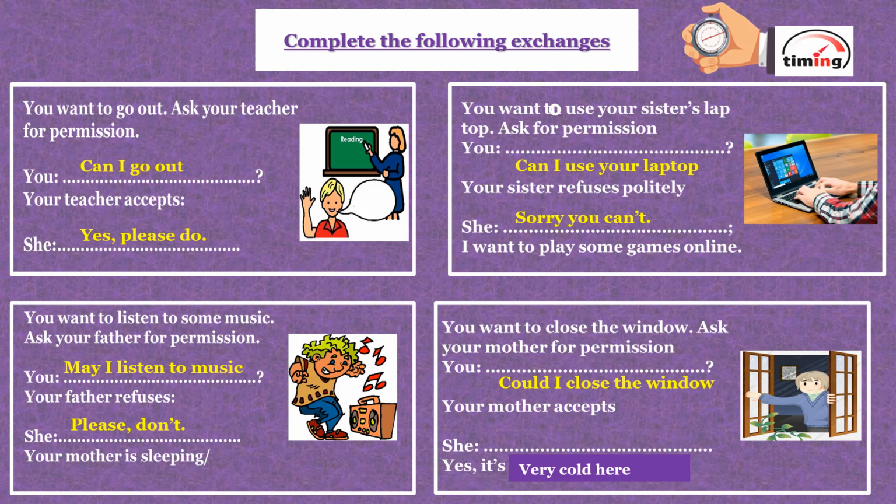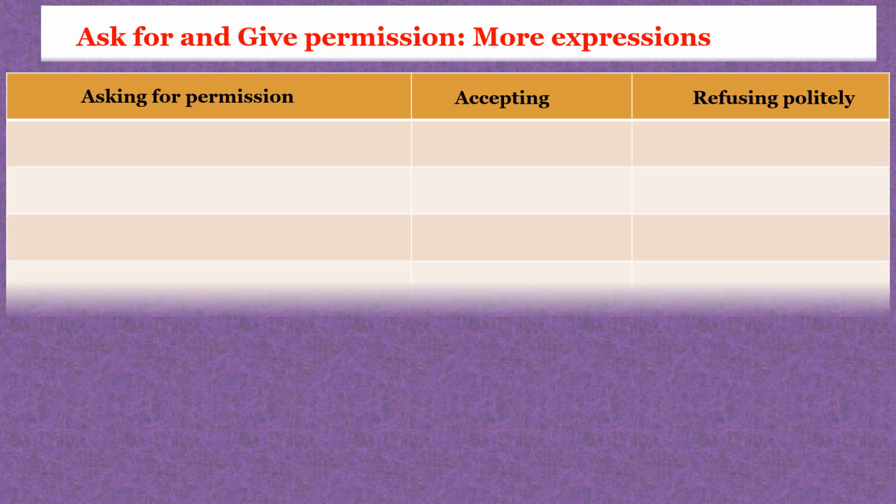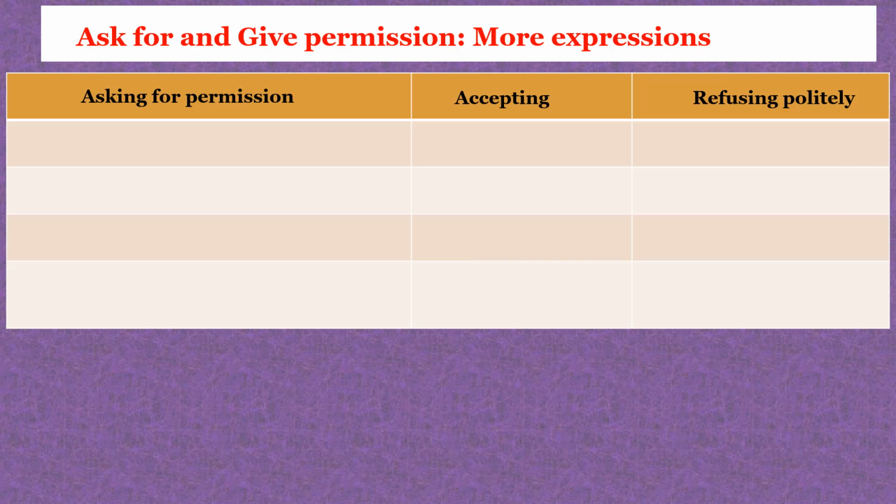And the last exchange, you want to close the window, ask your mother for permission. What do you say? So, here we have, could I close the window? Your mother accepts. Yes, please do. Next, please, we have a look at more expressions about how to ask and give permissions.